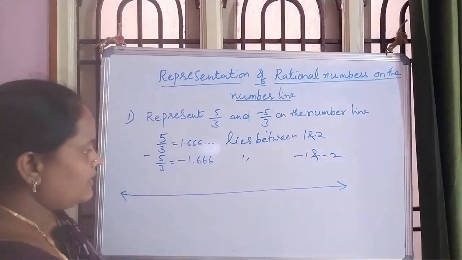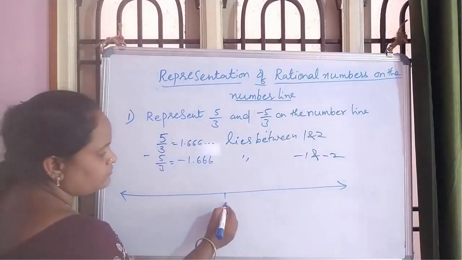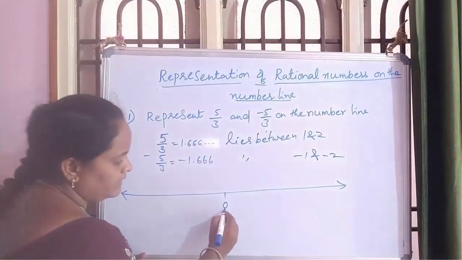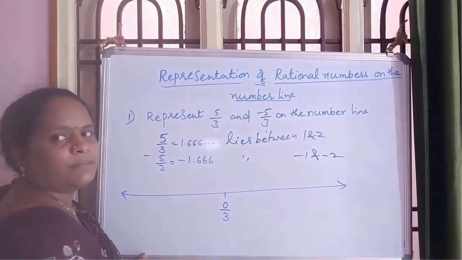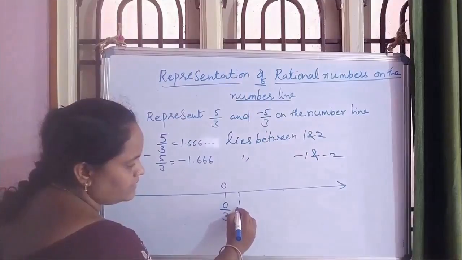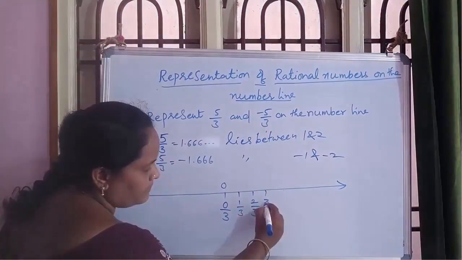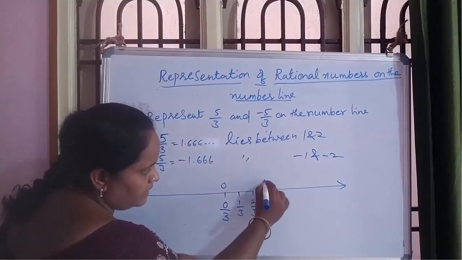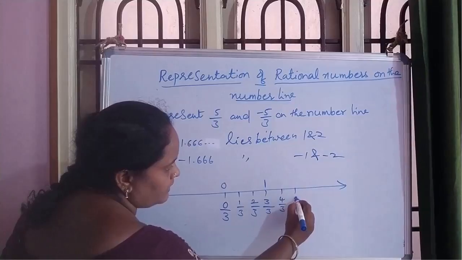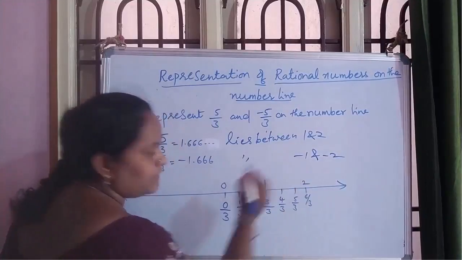So take a number line. In the middle I am taking 0, but what is the denominator for both the numbers? 3. So I am writing 0 by 3. 0 can be written as 0 by 3, which is 0. Immediately the next number is 1 by 3. Next number 2 by 3. 3 by 3, which is nothing but 1. 4 by 3, 5 by 3. Here 6 by 3, and 6 by 3 is nothing but 2.